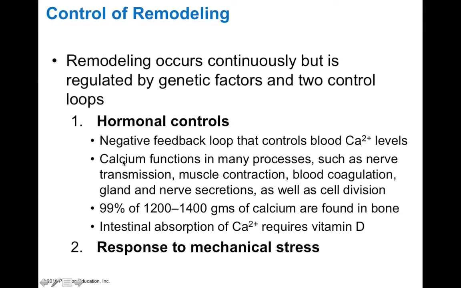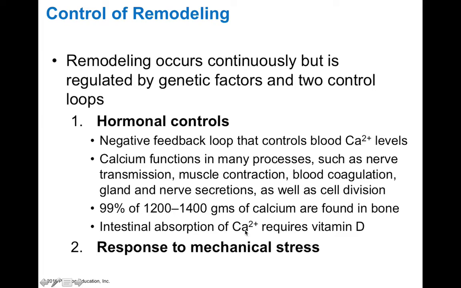Now, calcium functions in many important processes, which is why it needs to be tightly homeostatically regulated. Calcium is significant for nerve transmission, muscle contraction, coagulation of blood, and nerve secretions, as well as glandular secretions and cell division. So it's extremely important in all these essential roles. Most of the calcium of our body, like 99% of it, is found in bone. The rest of it is in solutions of our body or in cells.